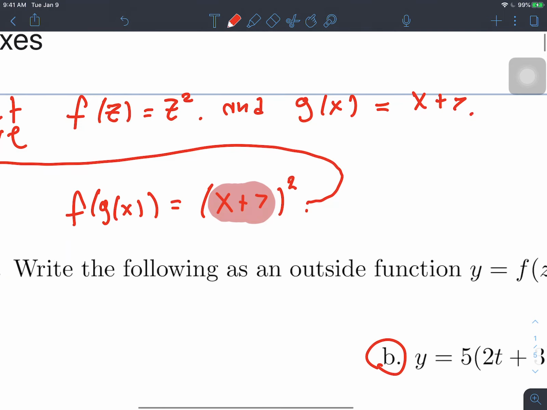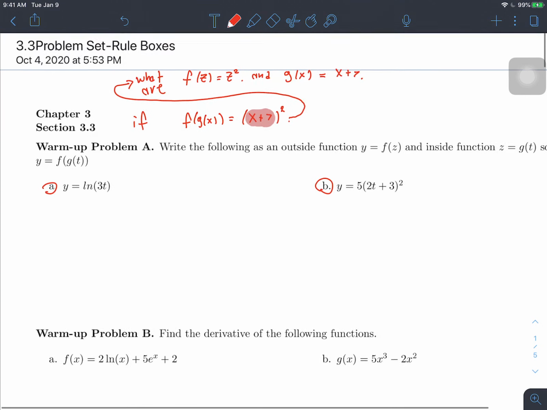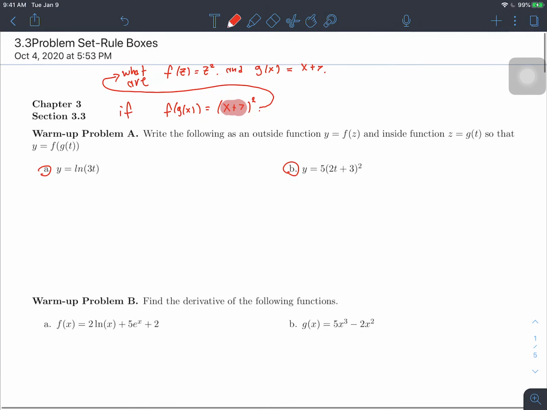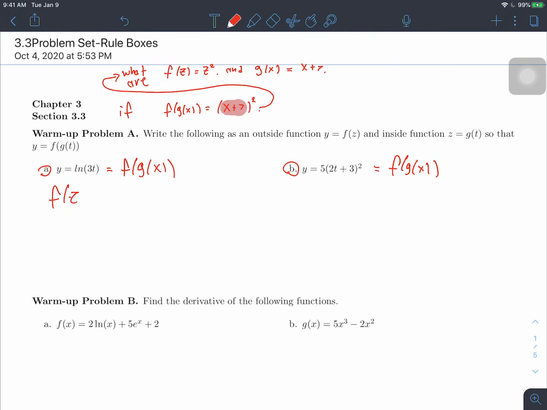So let's take a minute or two to try to identify, okay, we have this is equal to f of g of x. Our goal is to figure out what f of z is and what g of x is. We'll write g of t, sorry, because it's a t, isn't it? F of z and g of t. That is our goal. So take a couple minutes to try that out on your own.